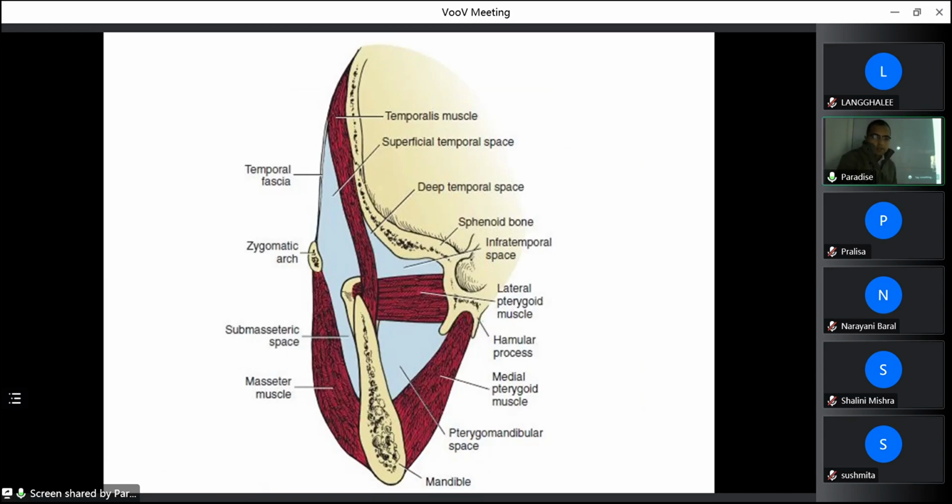Now, there are various space infections. Okay, there are various spaces. Actually, these are potential spaces. In reality, there is no space. There is no vacant cavity.